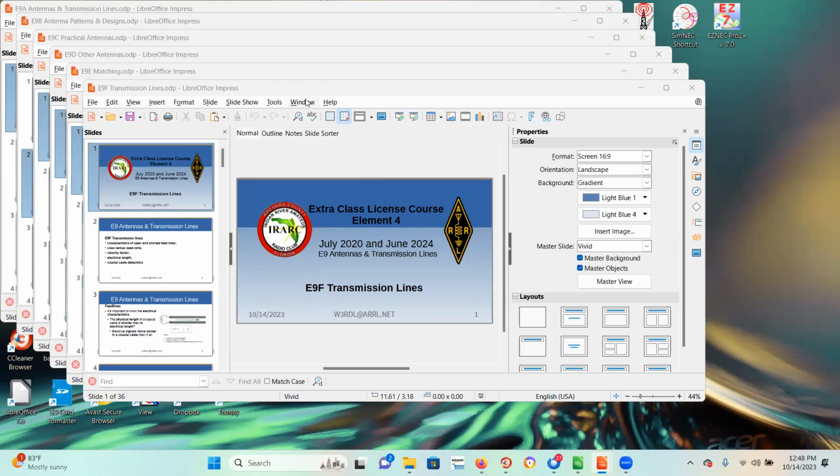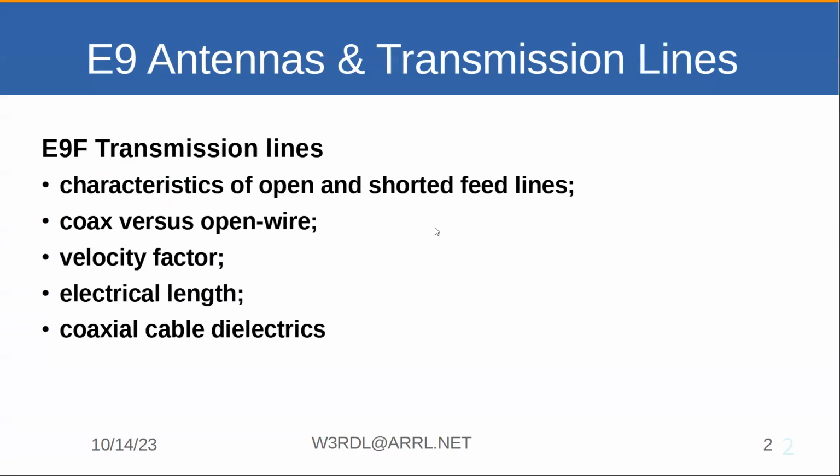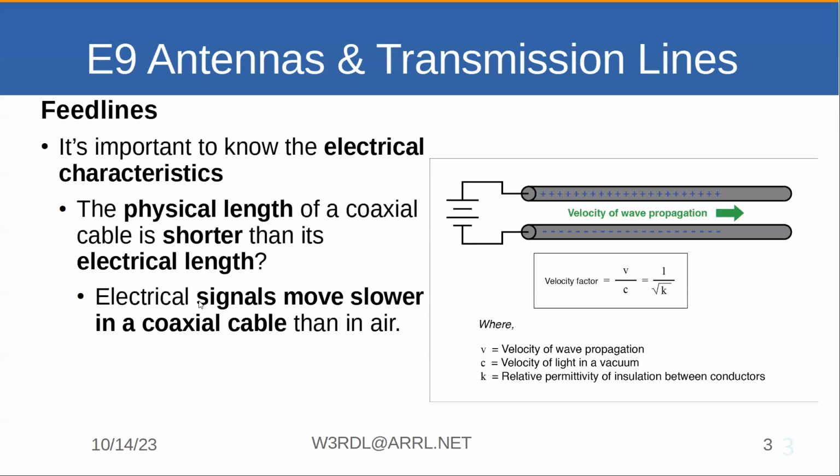Maybe. All right, where are we at? Transmission lines. We talk about open and shorted feed lines, coax and open wire, velocity factor, which gets into the electrical length, and dielectrics.